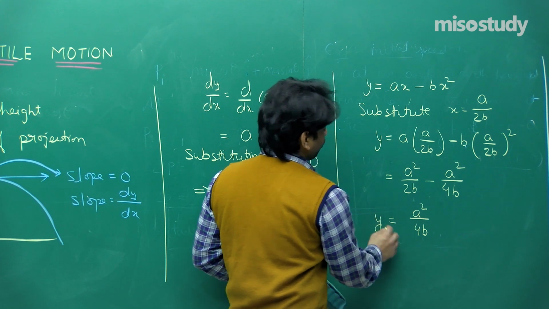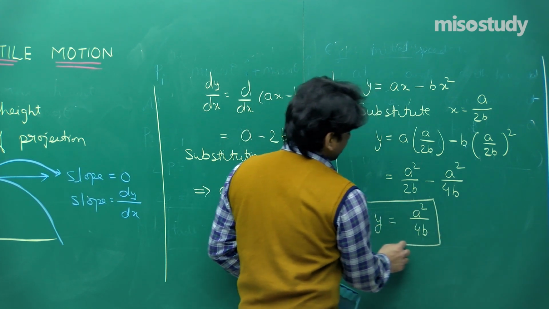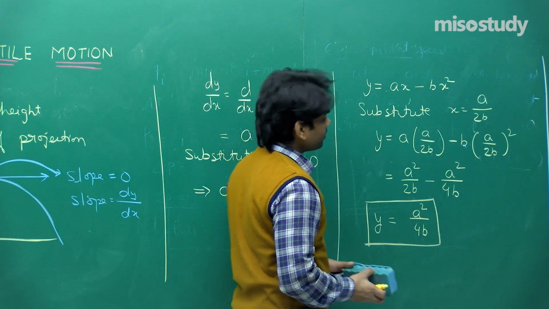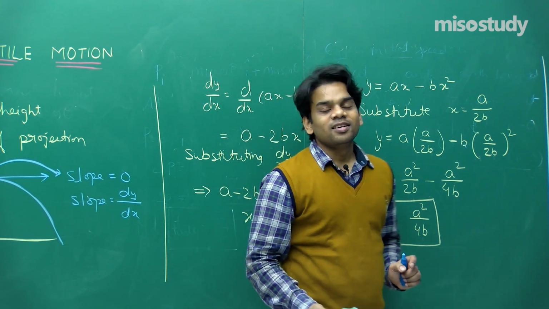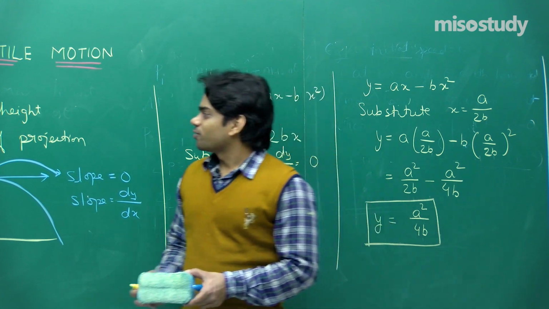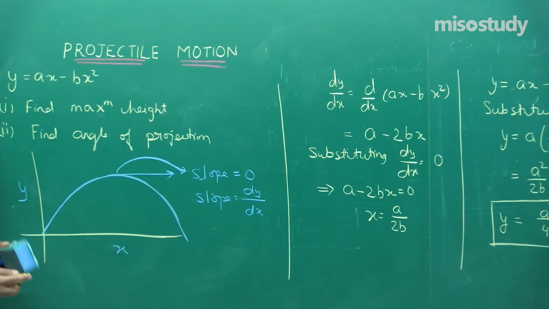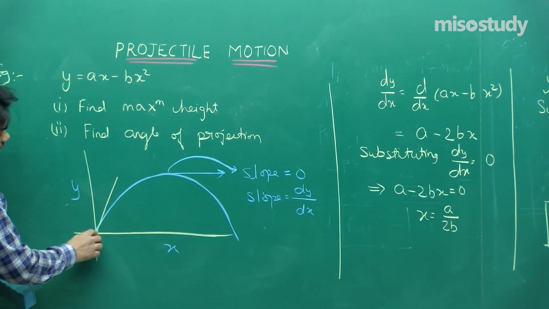This is the value of y. We can easily check, this will be the result that you will be obtaining. A square upon 4b will be the final answer. That is the value of maximum height in this case. Now the second part of the question, find the angle of projection. That is, if you see in the diagram, this is what we are interested to find out.